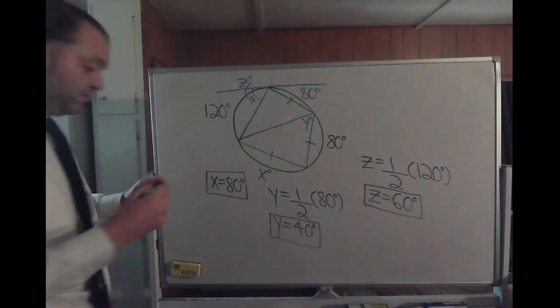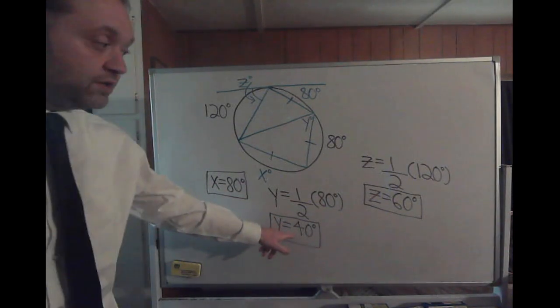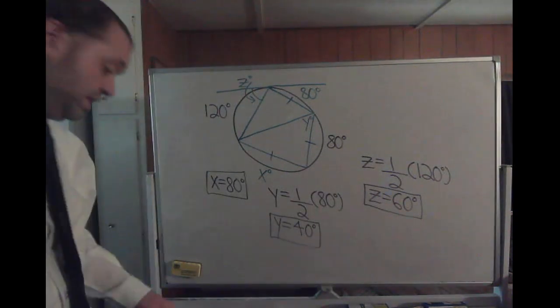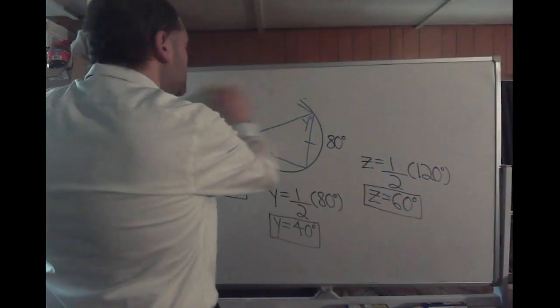So what you should have got was x equals 80 degrees, y equals 40 degrees, and then z equals 60 degrees. And there's one more. We're done then after that. Just one more.